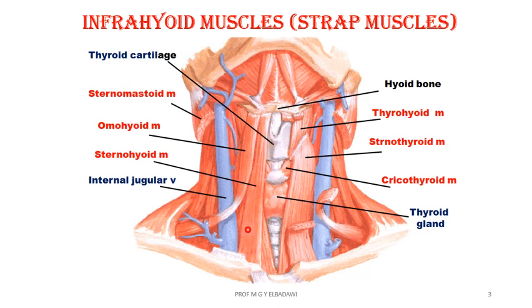The sternohyoid, from the back of the manubrium sterni and the medial end of the clavicle, that is the origin, to the body of the hyoid bone. The sternothyroid, almost the same origin as the sternohyoid, back of the manubrium and the medial end of the clavicle, to the oblique line of the thyroid cartilage. Thyrohyoid will start from the oblique line as origin to the body of the hyoid bone. These are the four muscles.